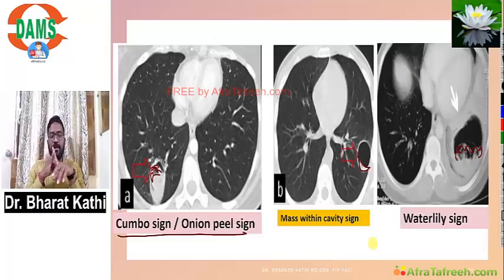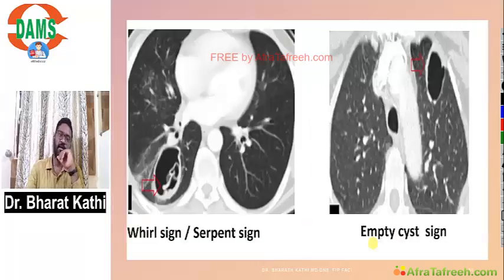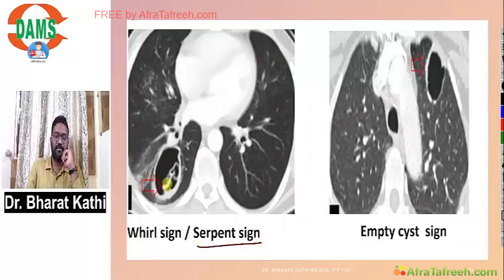So it can show an air crescent sign, combo sign or onion peel sign, mass within cavity sign, water lily sign. When the cyst is intact, it appears like a mass. When it ruptures, it can have an air fluid level, combo sign, mass within cavity sign, water lily sign, and also other signs such as the serpent sign, because of the membranes. Membranes can appear like a serpent, so it is called a serpent sign or whirl sign.